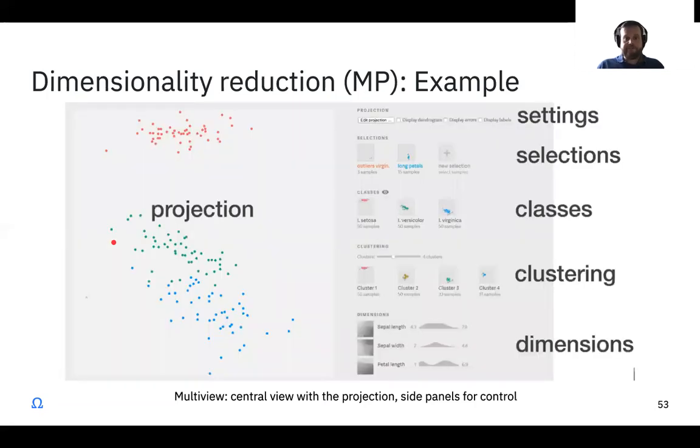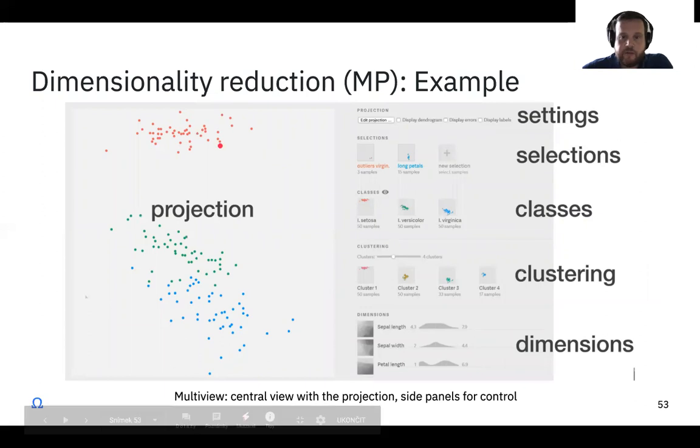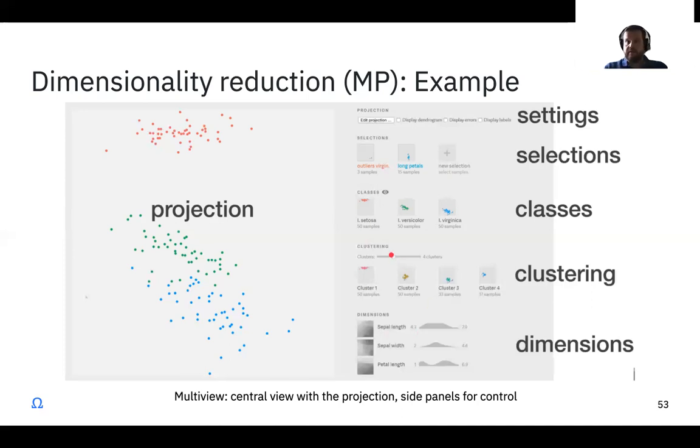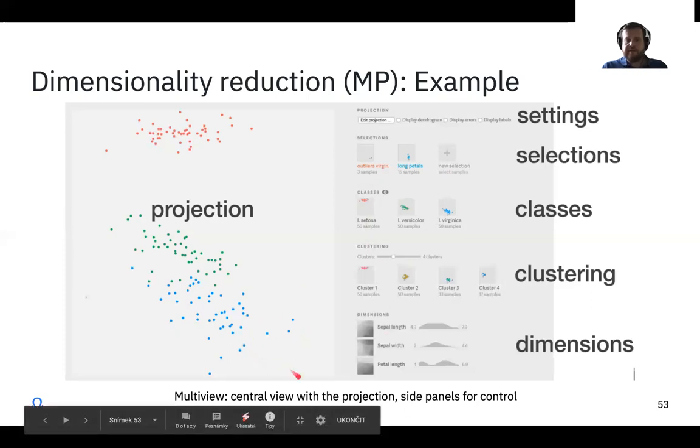To give you a couple of examples, to see the direct modify-parameters version of dimensionality reduction: here we have a 2D projection of our data, which is, you guessed it, our favorite iris data set. Here we have some user selections, outliers for Virginica, those with long petals, and you can create new ones. And here we have this nice side panel with settings. It's an example of multi-view design. We have a central view with the projection, and we have side panels for control.